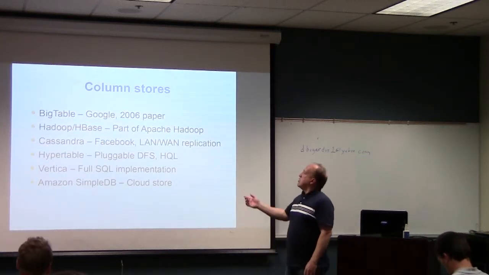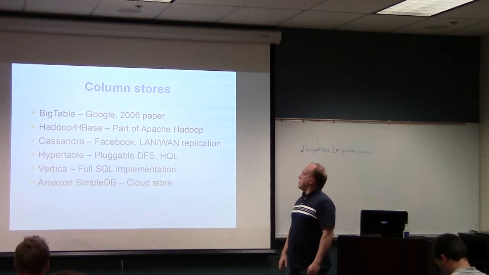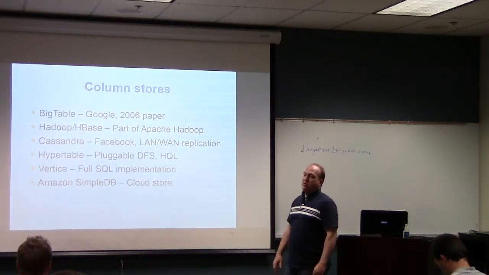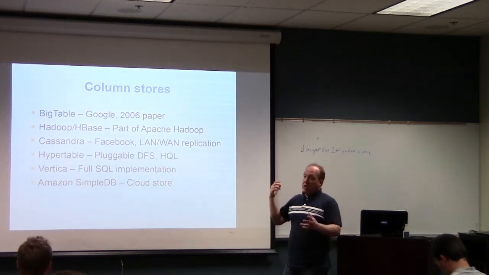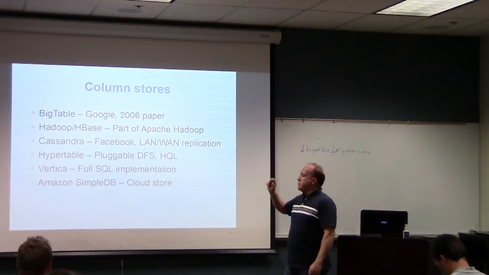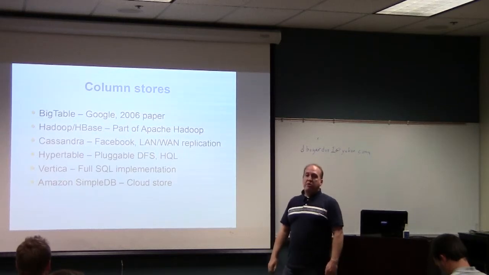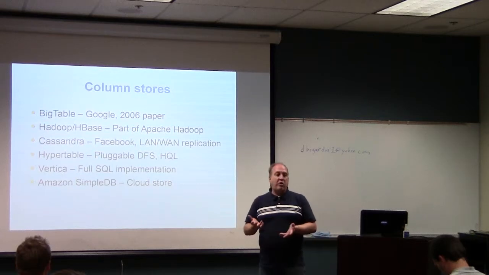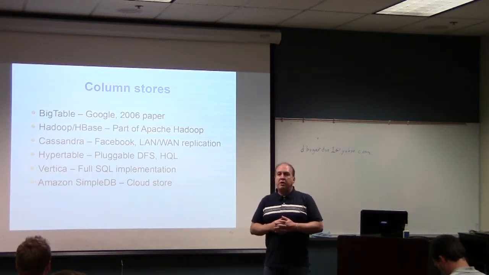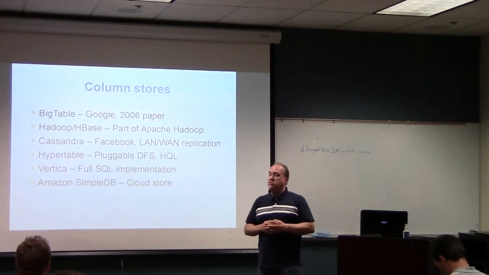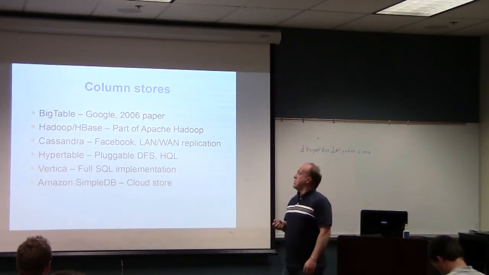So some of the products in this space are Google's Big Table. There's a 2006 paper, so if you go out to Google and search for Google 2006 Big Table, there's a really nice paper there that you can read that gives you a lot of background. It's actually fairly short, I think only 10 or 15 pages or something like that. Really excellent reading if you're interested in any of this stuff at all.